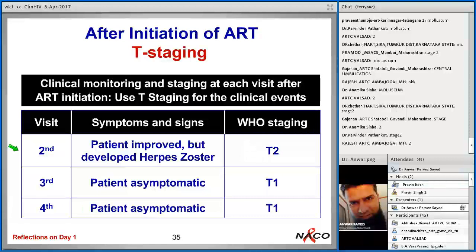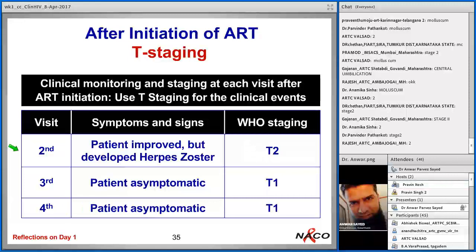The last point we had seen in some stage. Which stage is it? Yes, it is WHO clinical stage 2 for both parotid enlargement and also molluscum contagiosum. Thank you for your responses.